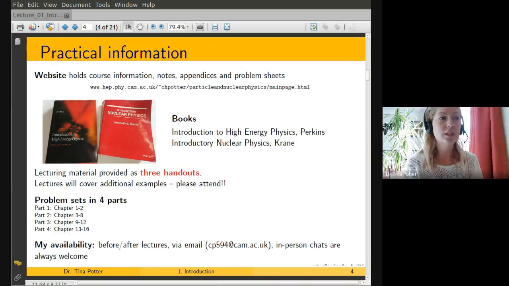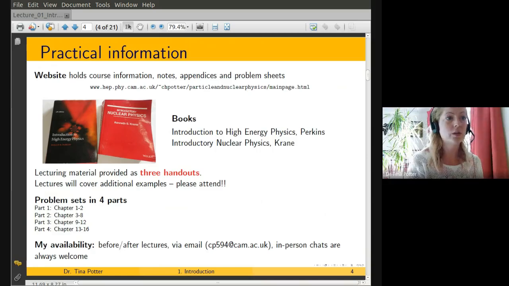We're following two books here. For high energy physics, we're following Perkins, and for nuclear physics, we're following Crane. They are both excellent books, and I recommend you to get them and read them. I provide the lecturing material, these slides, in 3 handouts. So these are complementary to the books that we're following.